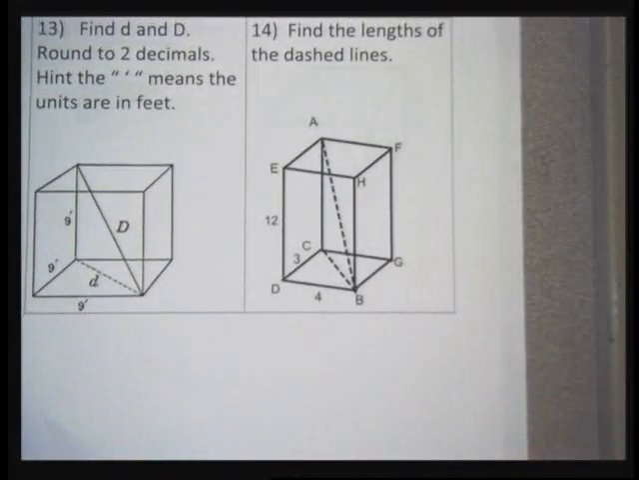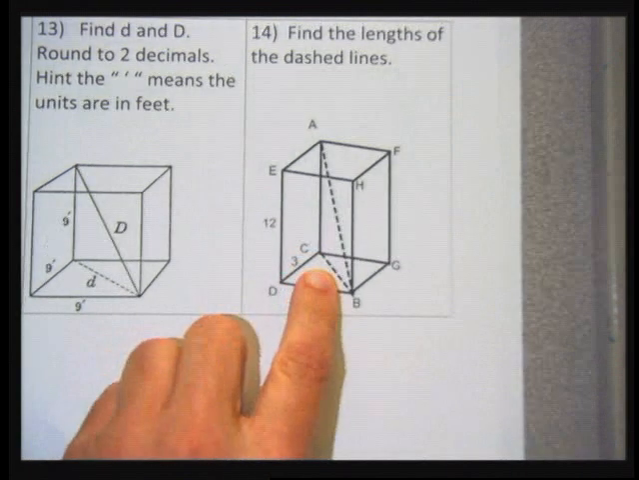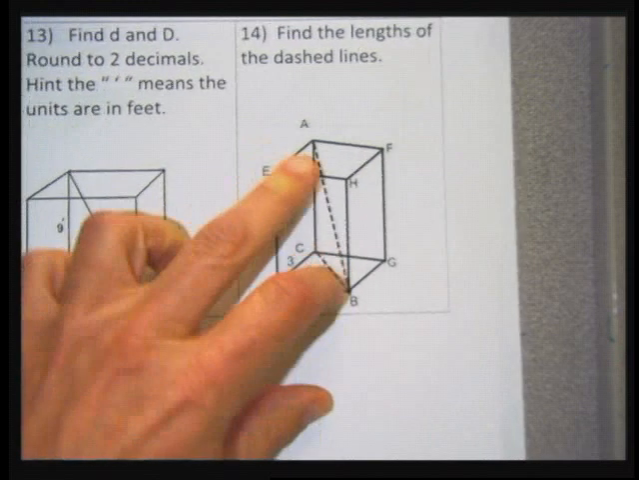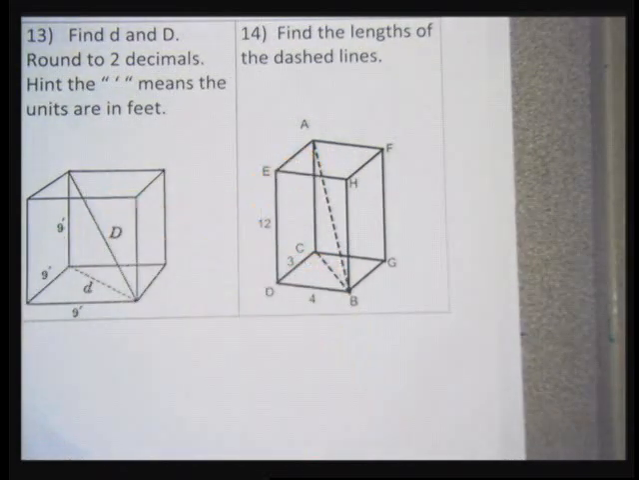13 and 14 are nasty problems. Find the length of the dashed lines. In order to find the length of the dashed lines, I'm going to do the lower dashed line, which is the lower diagonal, that's why it's a small d on yours, and the upper dashed line, which is the upper diagonal, which is a D on mine.